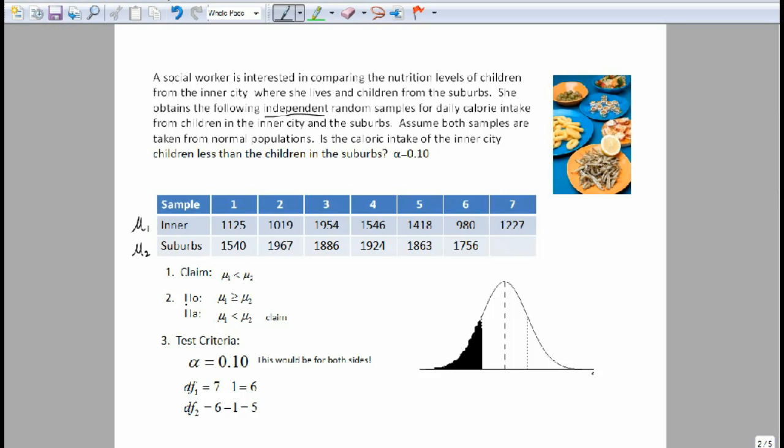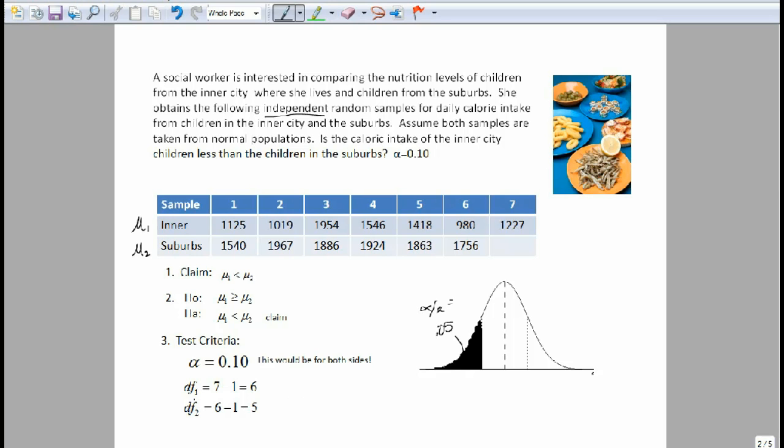So our H0 then, of course, has to have the equal part, and the opposite of less than is greater than or equal to. So our HA is our claim that inner city intake is less than suburbs. Our test criteria. Remember now we're doing a CIE, so we're doing a confidence interval. Our test criteria is alpha equals 0.10, but that would be for both sides. So for us, it's only 0.05 in our one tail, because this is alpha over 2. We have to divide it in half to find out how much it is for one tail.